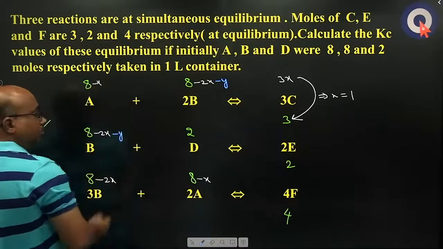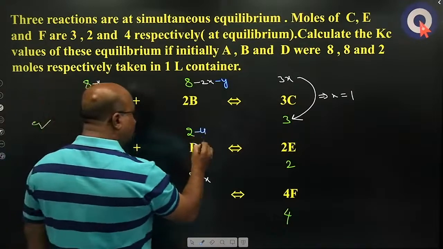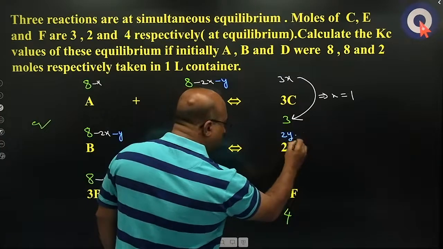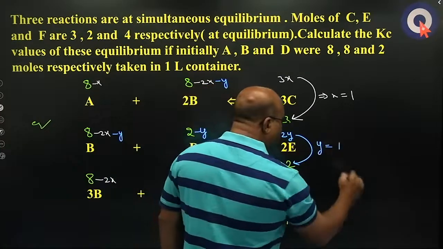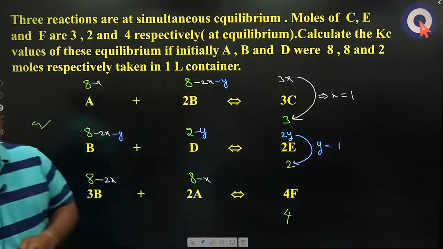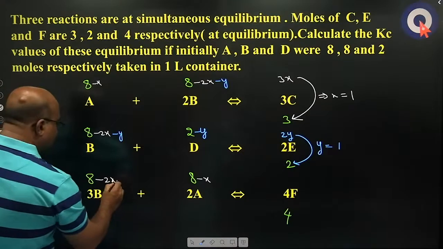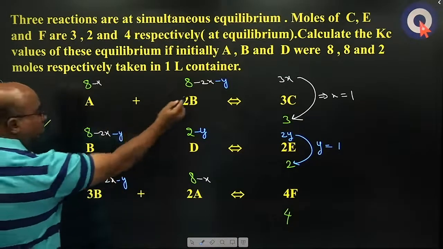So here how much of D has to react? Their ratio is 1:1, so this also Y. How much of this should we form? 2Y. That means 2Y is equal to 2, so the Y value is also equal to 1. Now here also you can say this is Y. So B at any equilibrium should be the same.